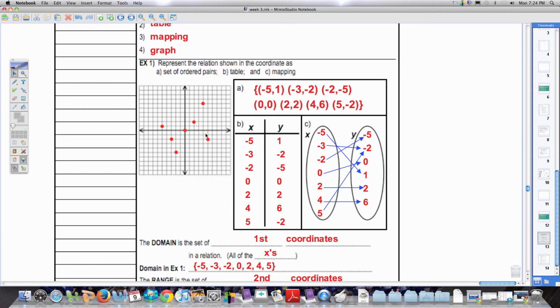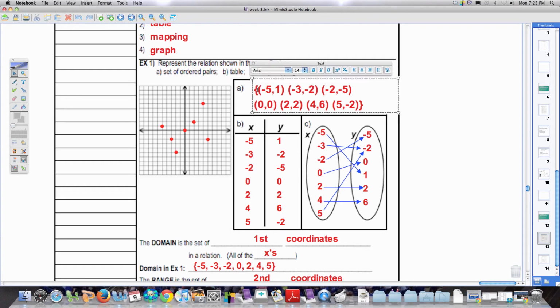The points are graphed on the graph, and you can see that the first point is at -5, 1. This point is at -3, -2. This one is at -2, -5, 0, 0, 2, 2, 4, 6, 5, -2. So you can see them on the graph. You can see them through a set of ordered pairs.